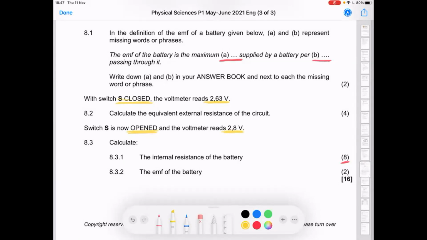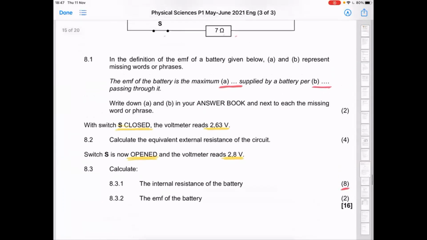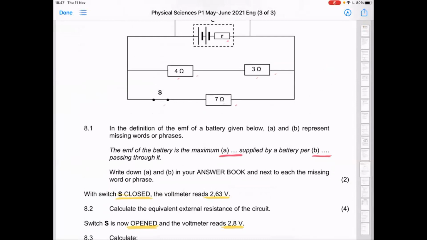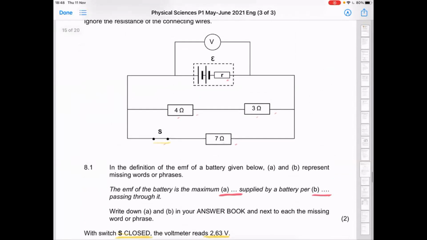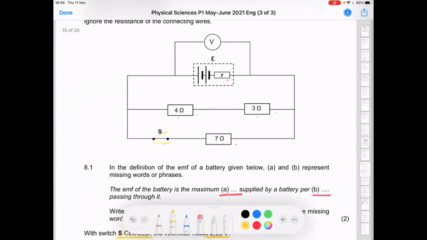Okay, and they want us to calculate the internal resistance of the battery. So we need to go back up to this drawing and look at where S is in the circuit and what happens now when S is closed. When S is closed, the circuit looks as it is in the drawing, where all three resistors are connected in the circuit. Okay, if we open switch S, what's different in here?